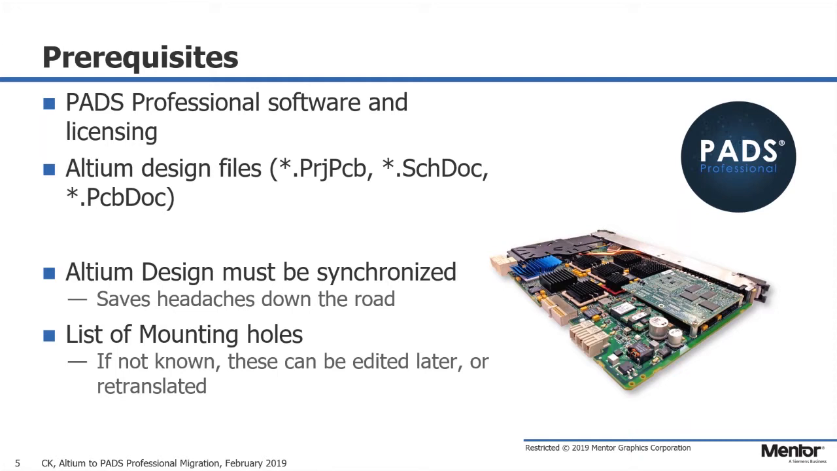Of course, we're going to need our Altium design files. These are typically the PRJ, PCB, or the schematic doc files, as well as our PCB doc files. And as I mentioned earlier, the Altium design must be synchronized in Altium beforehand. Again, this isn't a 100% necessity, but it will save a lot of headaches down the road if our designs are in sync before we try to bring them over. And then a list of the mounting holes. Again, this is something that helps quite a bit if we do know that beforehand. But if we do not know which pad stacks are mounting holes, there's a couple different ways we can edit that later.